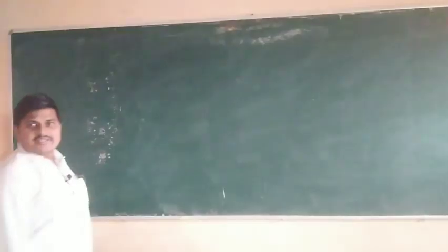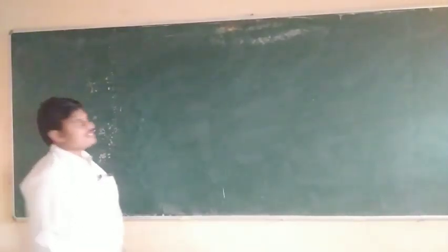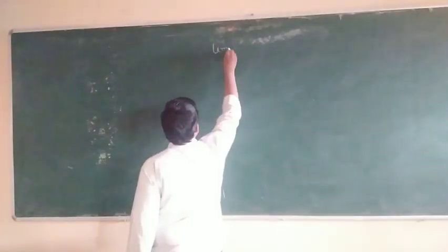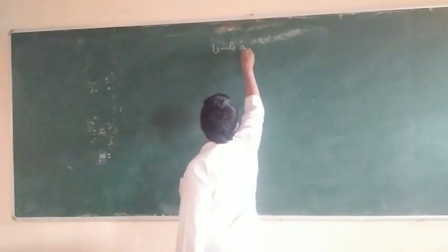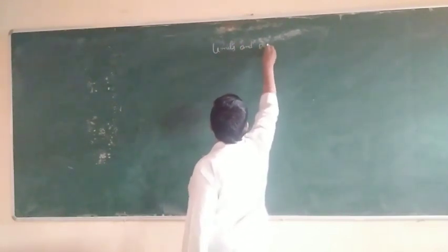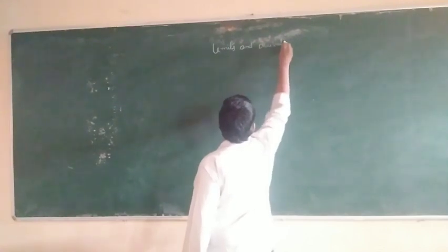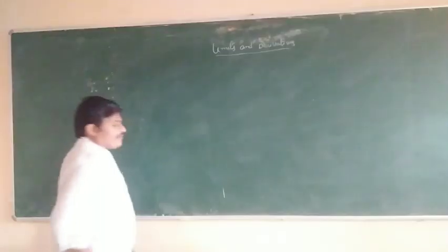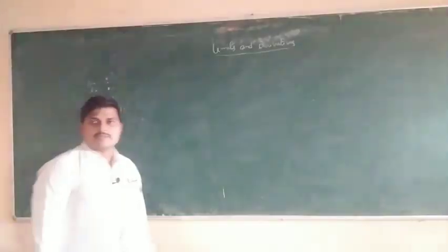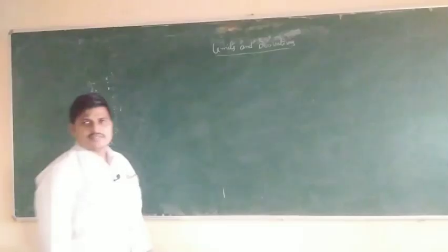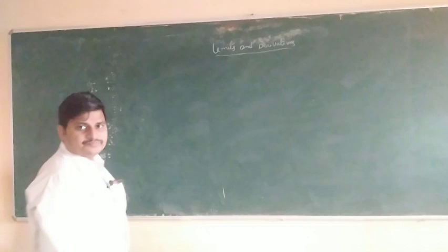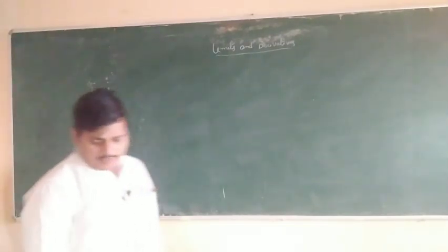Yesterday, what did we discuss? Limits, the new chapter, limits and derivatives. The weight is 15 marks: 1 plus 2 plus 3 plus 4 plus 5. So the weight is 15 marks.